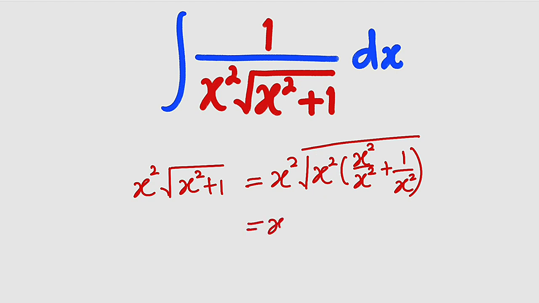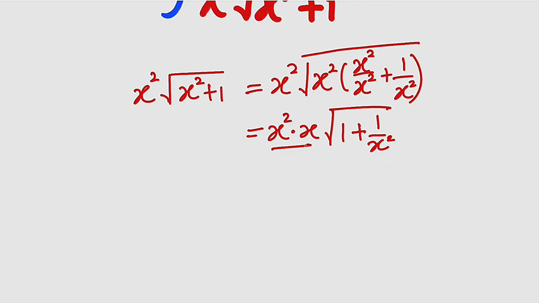So this becomes x squared multiplied by x as it comes out, times the square root of x squared divided by x squared, which is 1, plus 1 divided by x squared. And x squared times x is x to the power of 3. So this is x to the power of 3 times the square root of 1 plus, I can even write this one as x to the negative 2, according to one of the laws of indices.